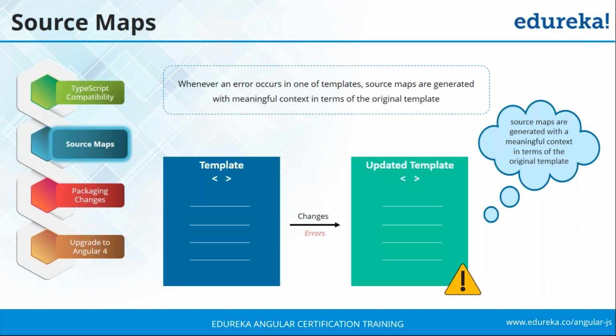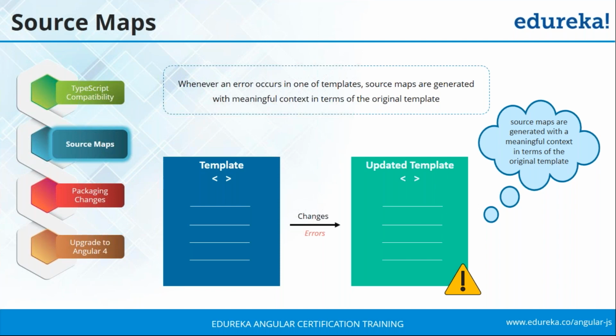A source map is a file that maps from the transformed source to an original source, enabling the browser to reconstruct the original source and present the reconstructed original in the debugger. Now when there is an error caused by something inside your templates, Angular generates a source map that gives a meaningful context in terms of original templates.